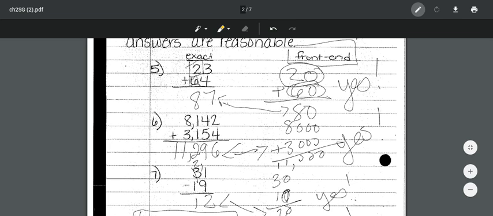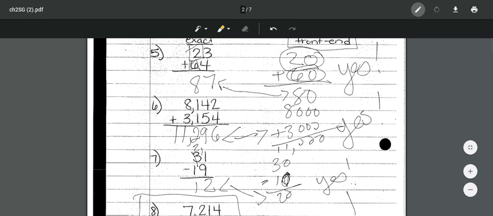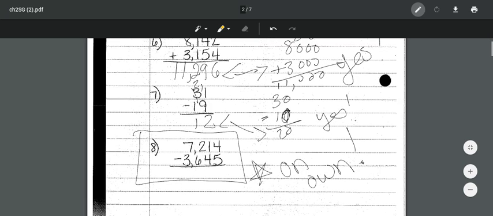8,142 plus 3,154 gives me 11,296. 8,000 plus 3,000 equals 11,000 using that front-end estimation. Is it reasonable? Yes. And then again, the last one here that you can look at is 31 minus 19 gives me 12. And then I'm going to look and say 30 minus 10, which gives me 20. Is it reasonable? Yes.